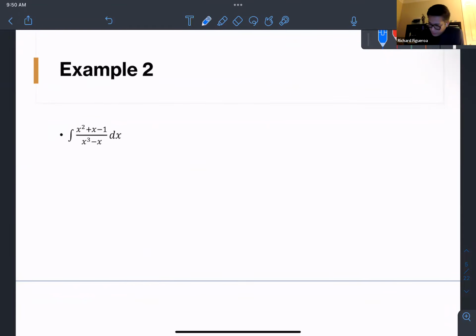For our second example, although we can see a cube there, we can factor out x cubed minus x. So we can factor out x there. So that makes it x times x squared minus 1. And for the numerator is x squared plus x minus 1, divided by dx. But then x squared minus 1 is factorable again. I need to factor it out again.